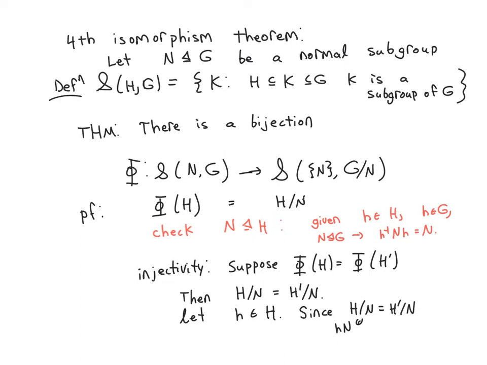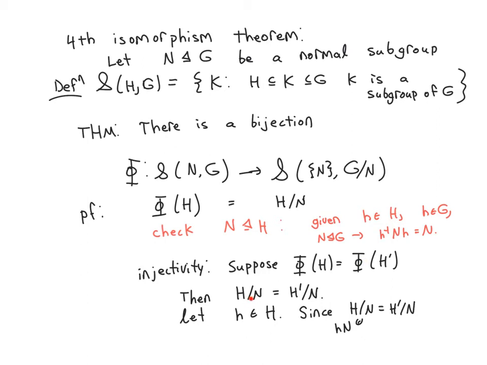So that allows us to conclude that this formula actually does in fact define a subgroup in this codomain. So this is a function from this collection to this collection. So now we just need to prove it's a bijection. First, let's show injectivity. Suppose phi of H is equal to phi of H prime.